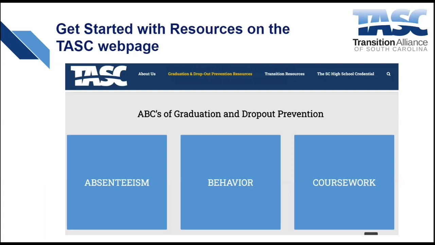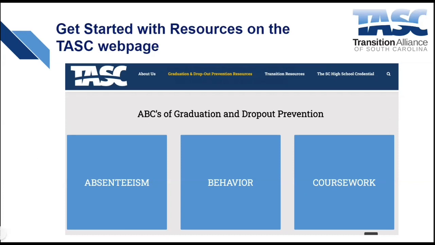So in addition to the dropout prevention resources that are located on the app, our bread and butter has been transition for all of our existence. So there's probably 300 to 400 resources specific to transition. And so we invite you to take a look at the app. And that's really the one-stop shop for any transition or dropout prevention resources that we have in our possession. Thank you.